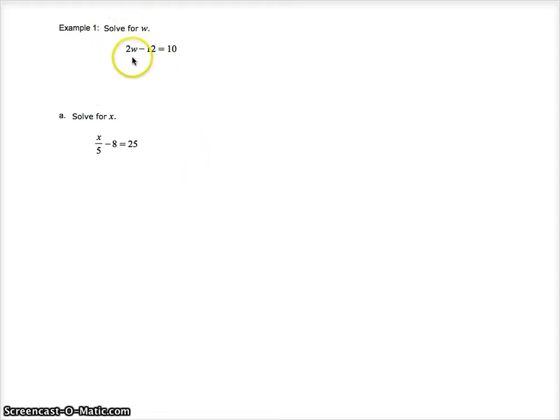Okay, here's an example of a two-step equation, which means we're going to do two inverse operations. So the first thing we're going to do is identify some key terms. This is my constant. And this is my variable term, or this is my coefficient of my variable term. So step one will be to cancel the constant term.